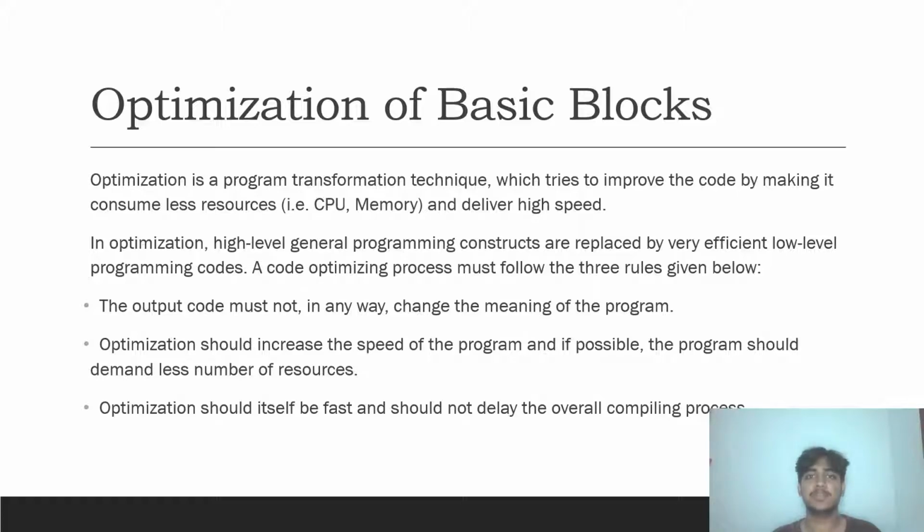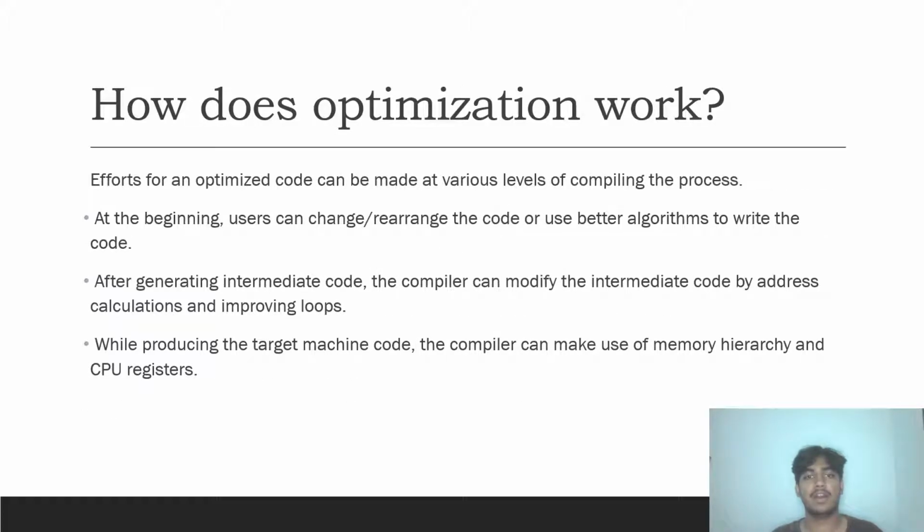Optimization should increase the speed of the program if possible, but not decrease the speed, and it should demand fewer resources. Optimization itself should be fast, and it should not delay the entire program or delay the compiling process. Okay. So how does optimization work?